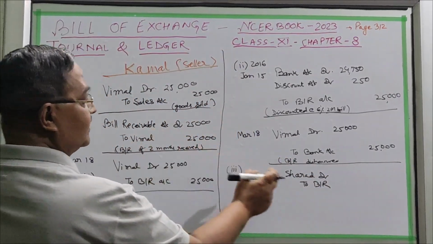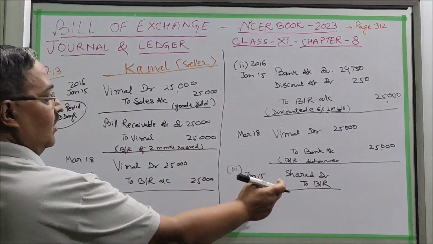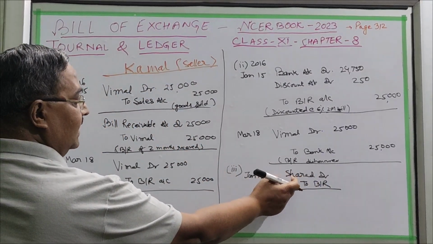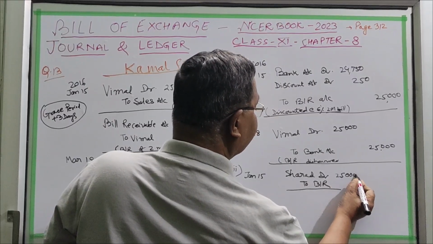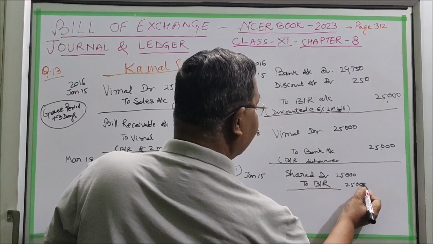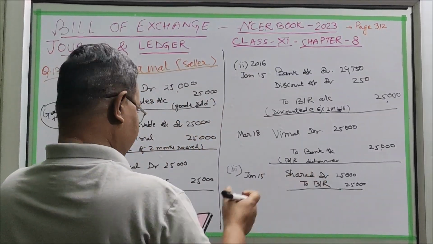Now this BR has gone to Sharad. So Sharad debit to BR, as the BR has gone to Sharad. Sharad is the receiver. Sharad debit to BR, and the amount will be 25,000 again. And in the narration we will write BR endorsed.